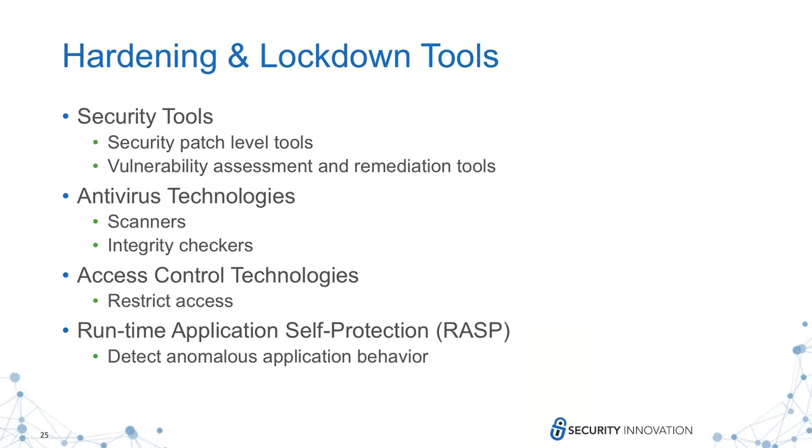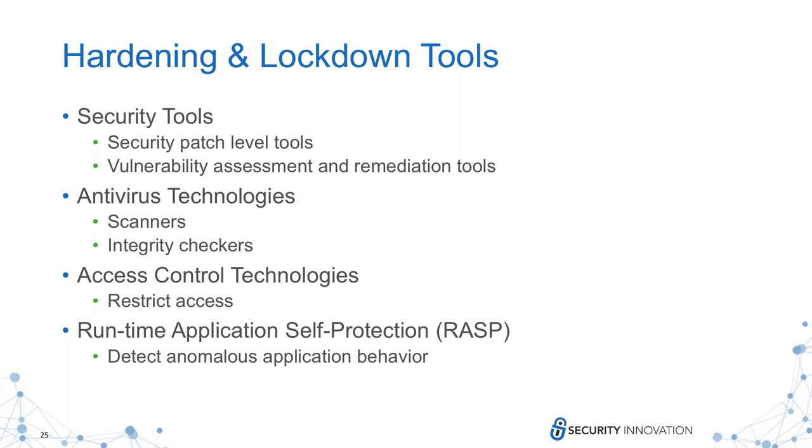So here we'll talk about hardening and lockdown tools you can use to improve the security of your server. There are tools that allow for rapid and widespread deployment of patches. You can use vulnerability assessment tools to help find and fix vulnerabilities on the network. Antivirus technologies use scanners to detect known and unencrypted viruses by analyzing signatures, and unknown viruses through heuristics.